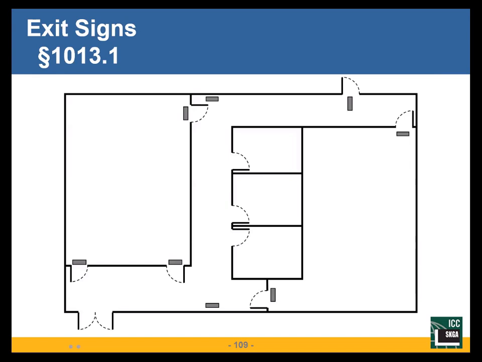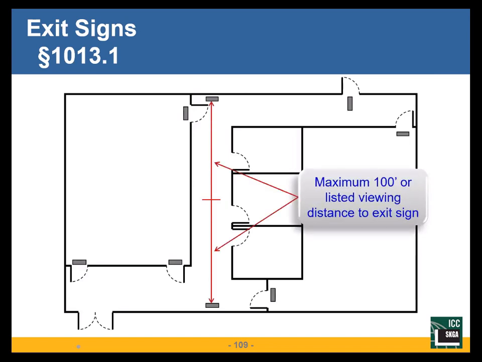So here's my layout. One of the other requirements is I need to be able to see an exit sign within the maximum viewing distance of the sign. 100 feet is the maximum. There are some exit signs that say on them, because an exit sign is listed, the maximum viewing distance is 75 feet, or the maximum viewing distance is 50 feet. That's going to require I add more signs.